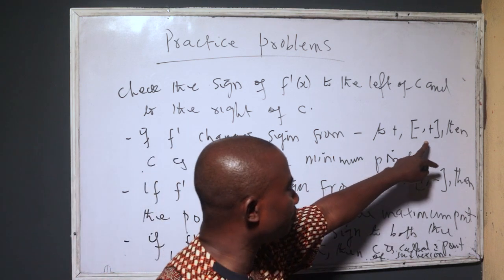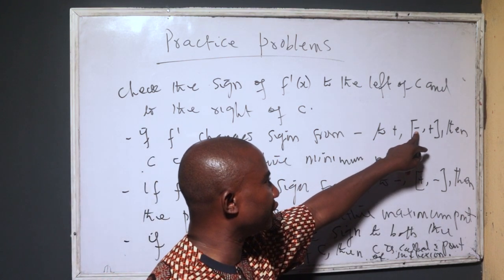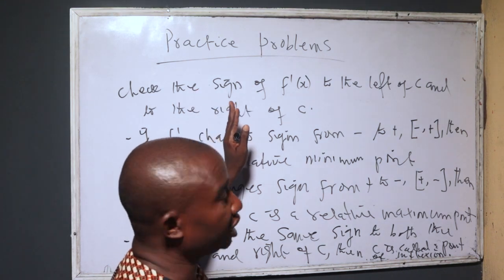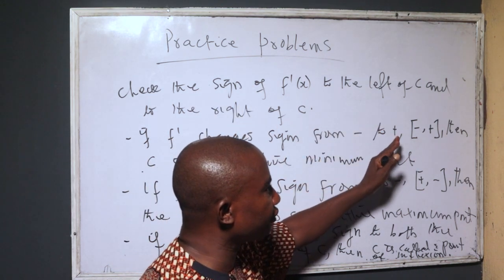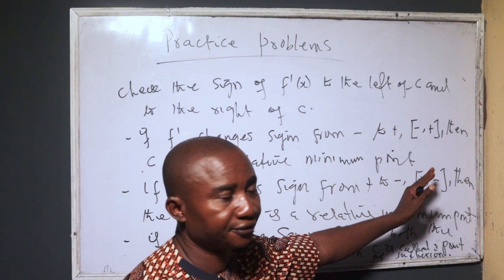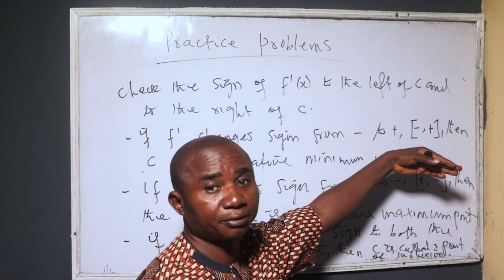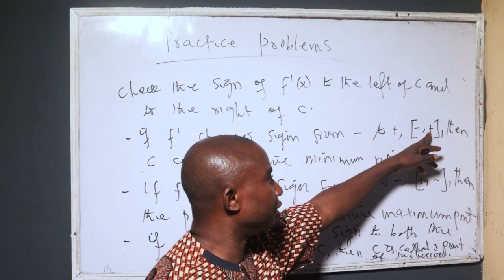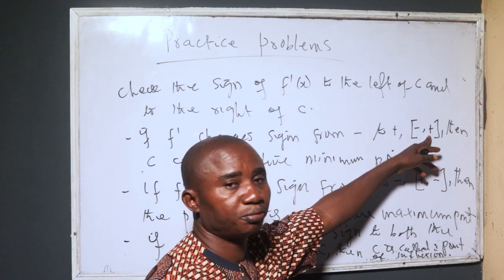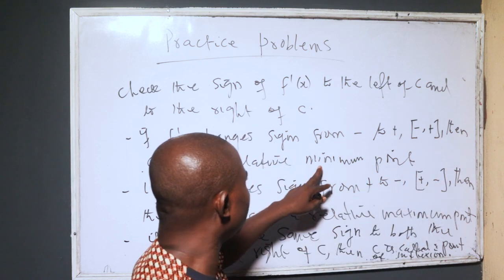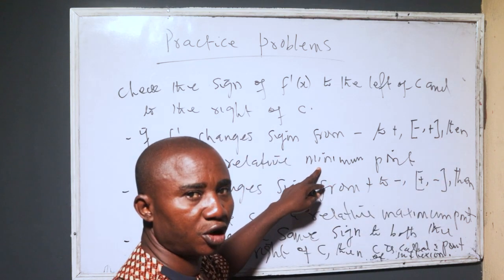If you have the first box, that means it moves from the negative side, so to the left of the critical point C, the sign of the derivative of the function is always negative. And to the right hand of C, the derivative remains positive. So you have this box. Once you have this box, the point C is a relative minimum point.